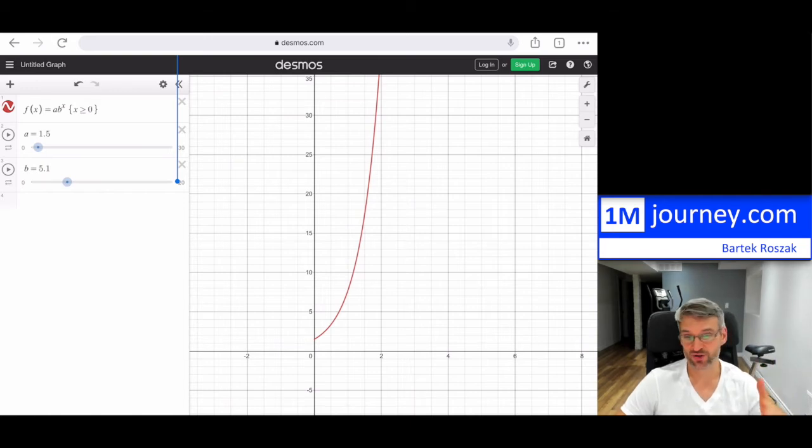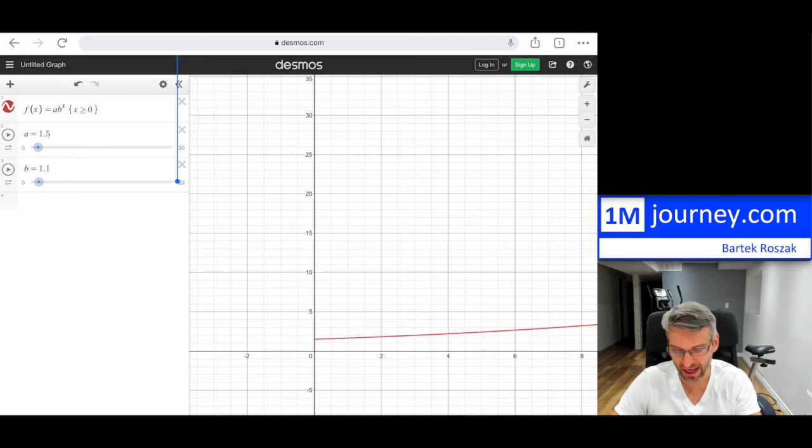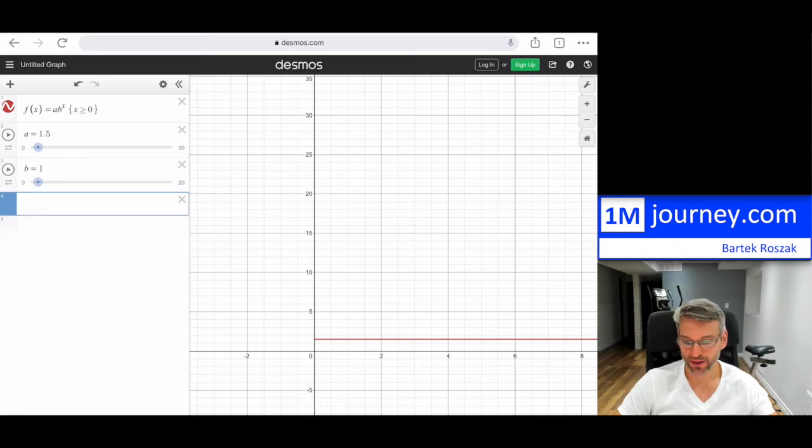So it really just skyrockets on you pretty quickly, right, as you carry on. Now, if b was between 0 and 1, so if I put it at 1, it's going to flatline there. It's going to flatline there because if b is equal to 1, no matter what x is, it's just a flat line. And we talked about that in terms of the introductions.